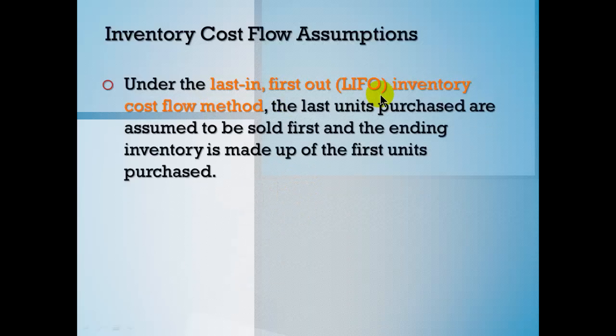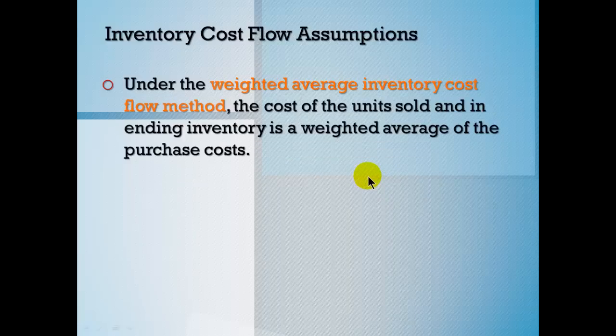Under the LIFO inventory, the last units purchased, the most recent units purchased, are assumed to be sold first, and then your ending inventory, what you have left on your shelf, will be made up in a cost sense of what you paid for those earliest items. Okay? And weighted average is just exactly what we said. And remember, the cost of units sold and the ending inventory is a weighted average of all the purchase costs during the period.